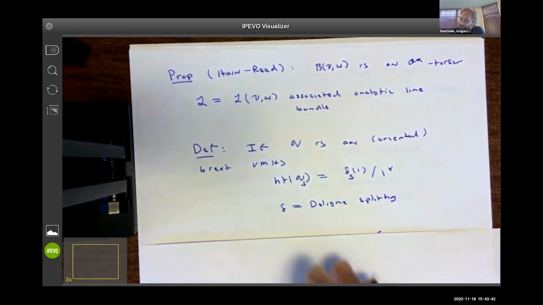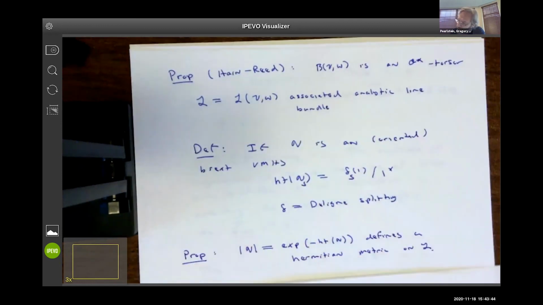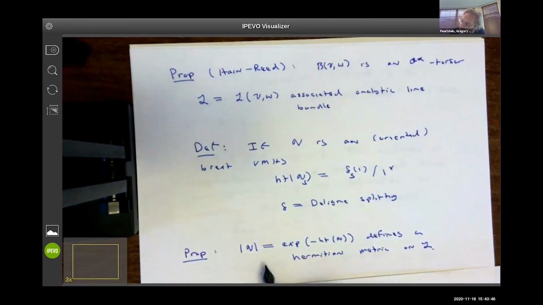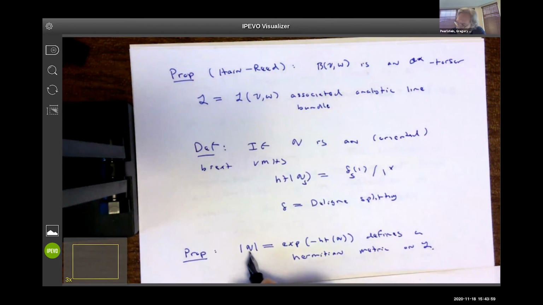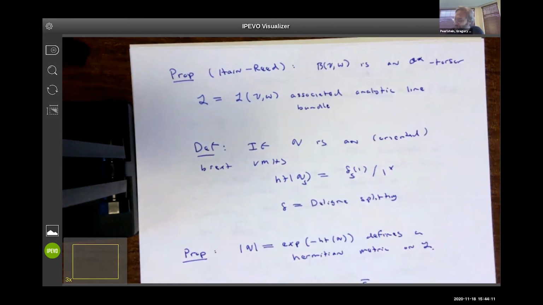Okay. So the proposition is that these variations of mixed Hodge structure by extension type are the sections of my line bundle L. In fact, they're the non-vanishing sections. So if I define the norm of V to be e to the minus the height, then this defines a Hermitian metric on L.